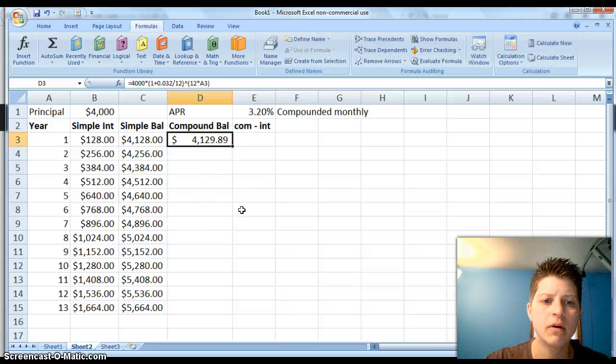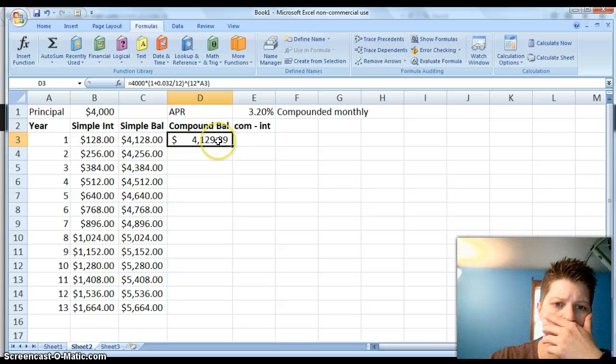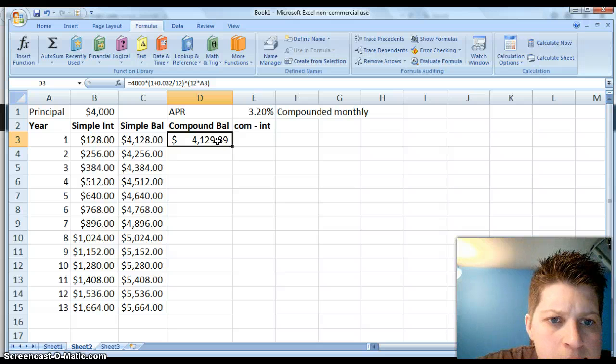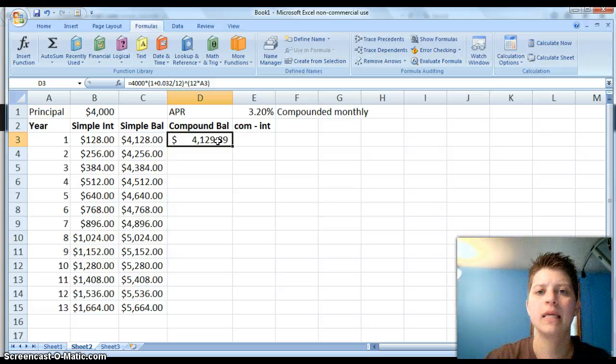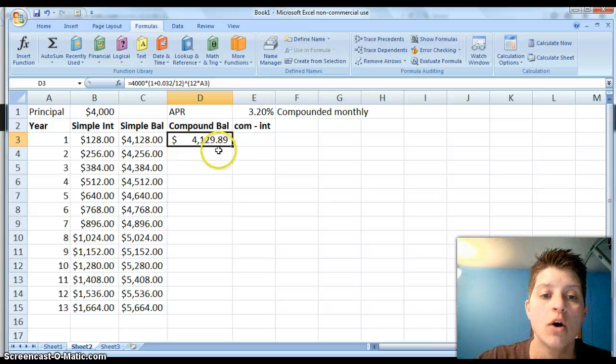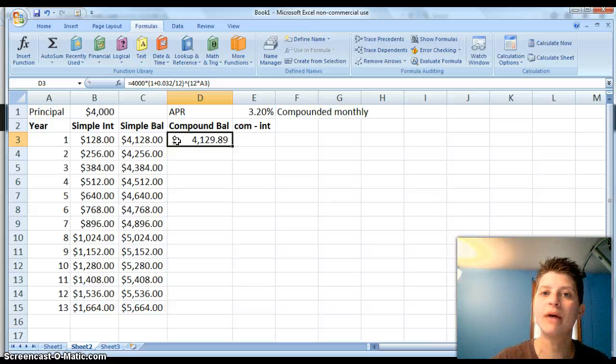So you notice how, why is that? Oh, because we're compounding monthly. That's why it's different. Answer my own question. So you notice that even after the first year, it's a little different because we compounded every month. So every month you had a little bit more added to your balance, which allowed the amount in your account to increase more rapidly.